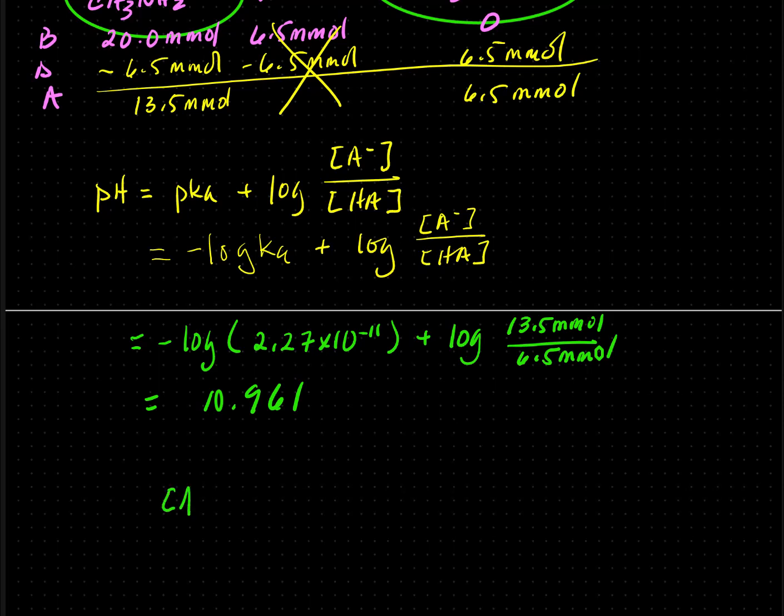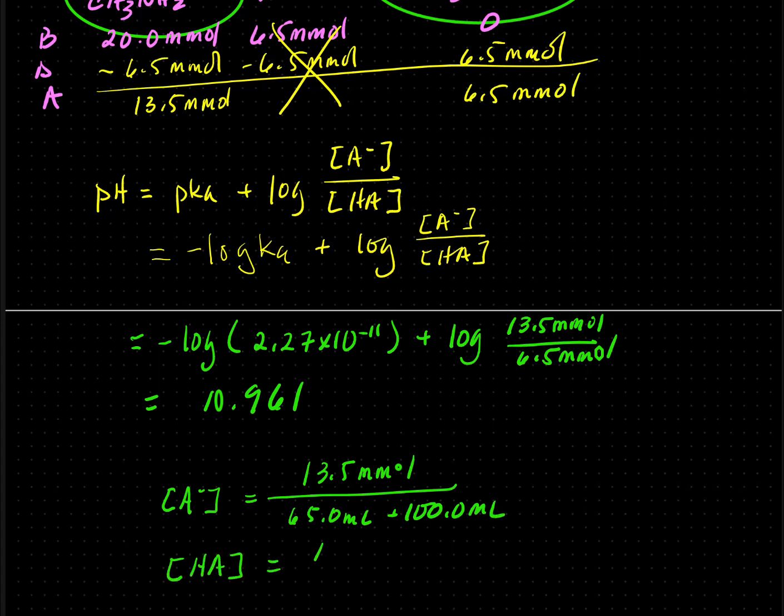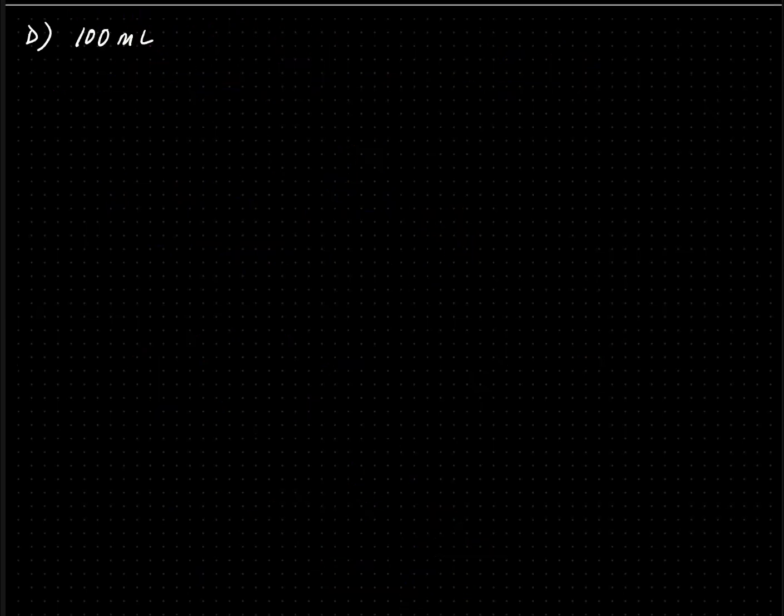I know the brackets mean concentration. If I do the concentration of A minus, that is going to be 13.5 millimoles over the total volume, which is 65.0 milliliters plus 100, because the volume has to be additive. And if I calculate it for the acid, it's going to be 6.5 millimoles over 65.0 milliliters plus 100 milliliters, because they are additive. And if you notice, if I put it in a ratio, the volumes will cancel out. It is up to you, but this is the fastest way to solve for these problems.